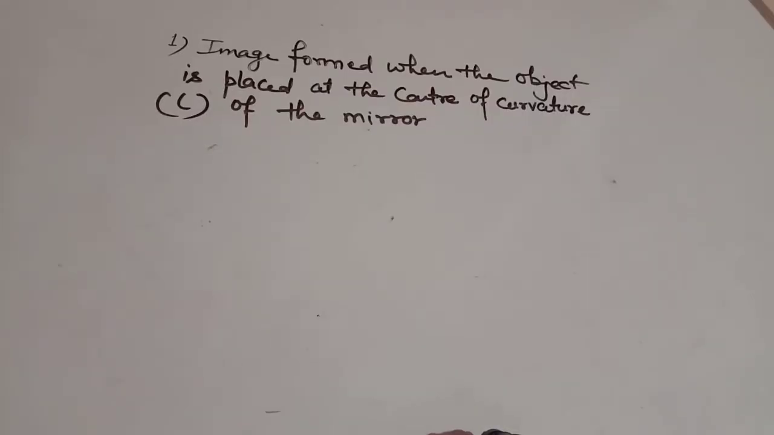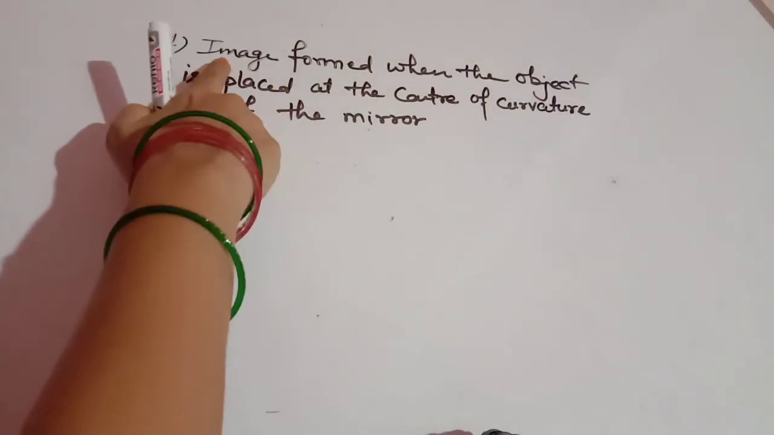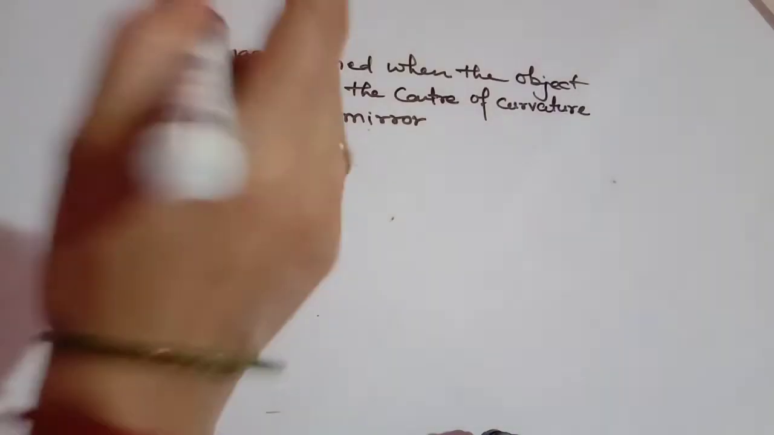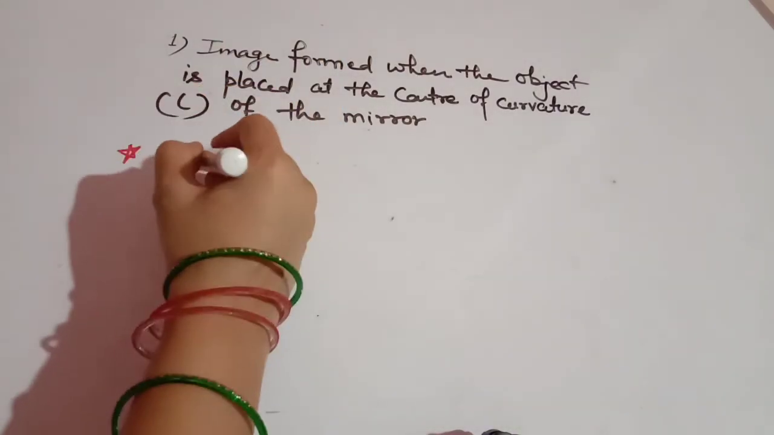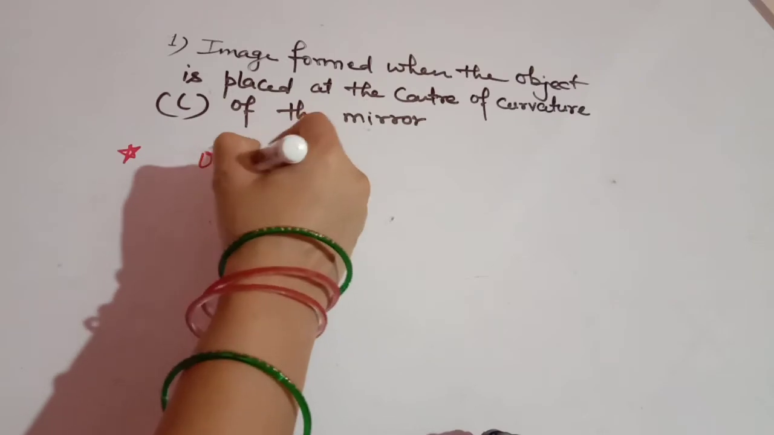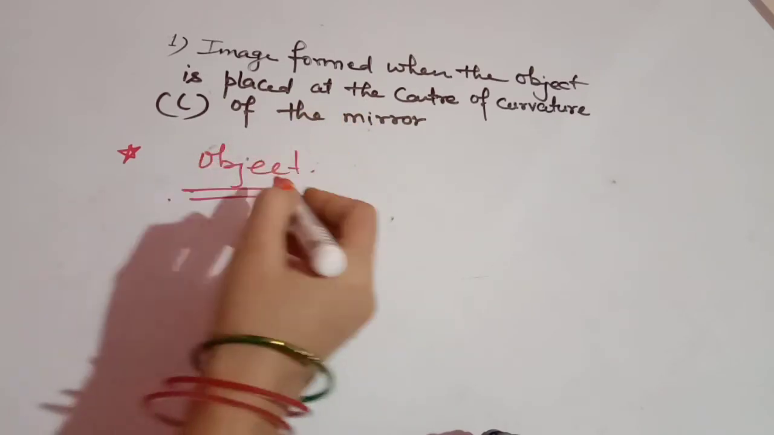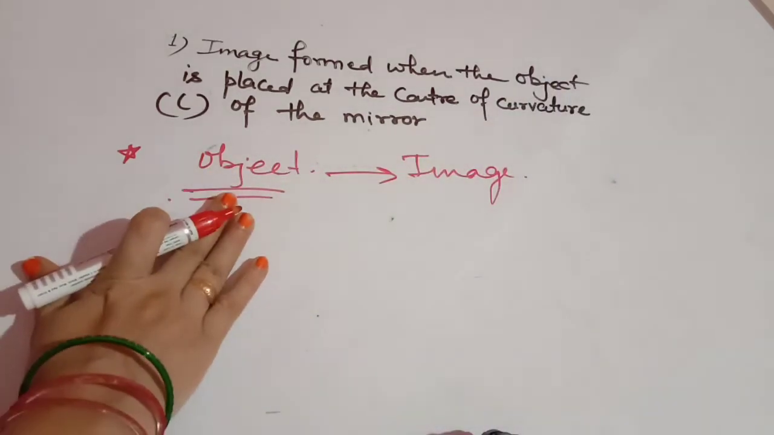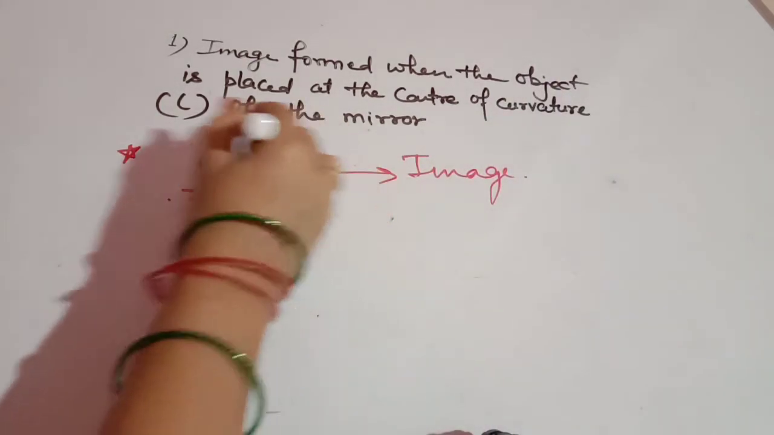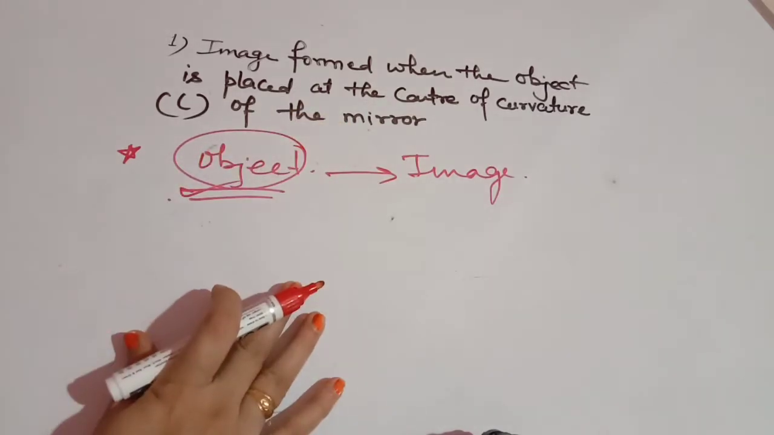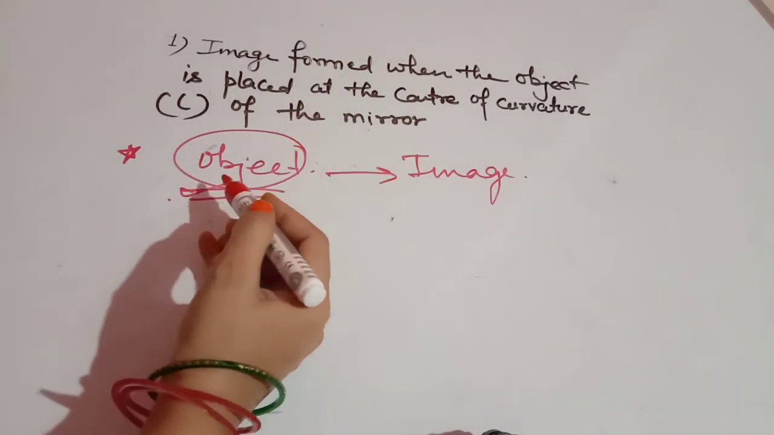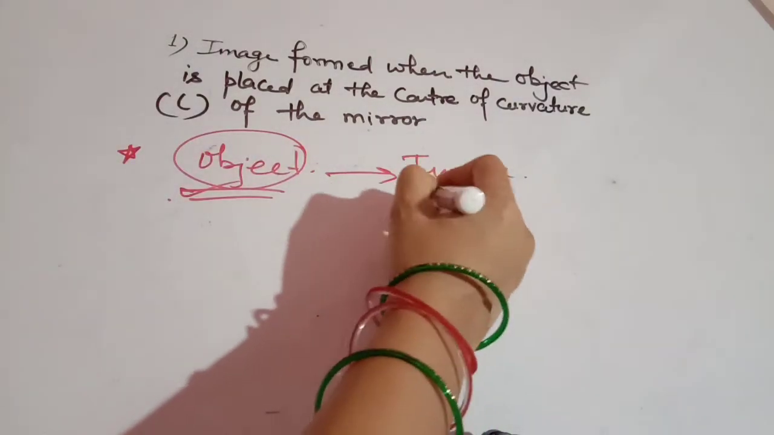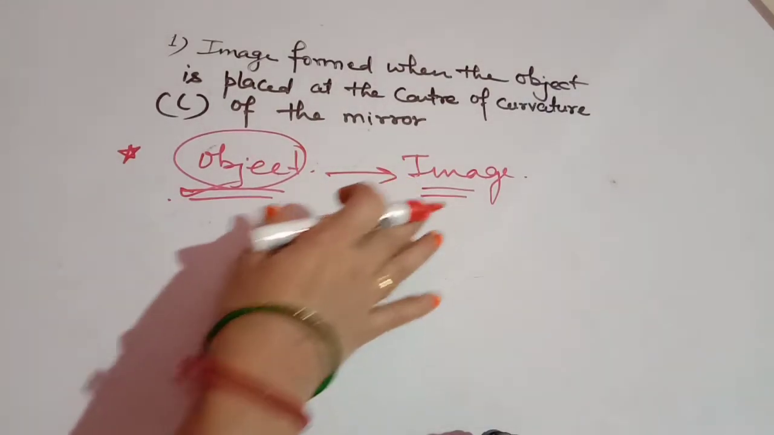Then the first condition is we have to form an image when the object is placed at the center of curvature. Always remember two things in your mind. You will always get one object, and we have to find the image of the object. The object position is given in the question. And whenever your ray diagram is complete, you have to find the position of the image, the nature of the image, and all values regarding the image.